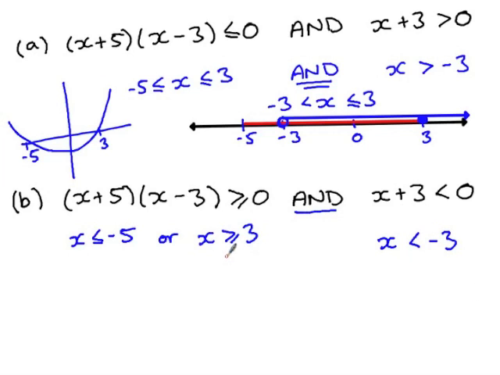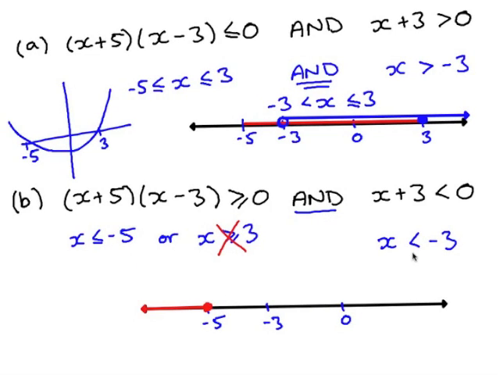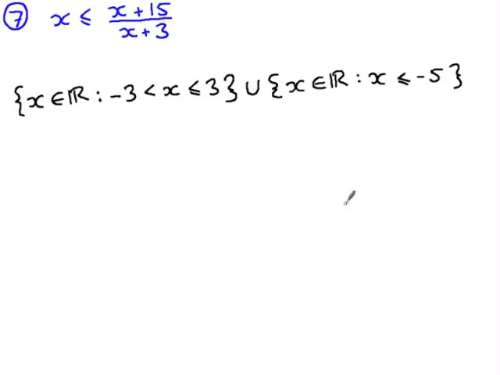Now it's impossible for x to be greater than or equal to 3 and at the same time be less than -3. So we can discount this option. And then for x to be less than or equal to -5 and at the same time less than -3, we can see that any values of x less than or equal to -5 satisfy both inequalities. And so our final solution to this inequality is that x can be any value between -3 and 3, including +3 but not including -3, or x can take any value less than or equal to -5.